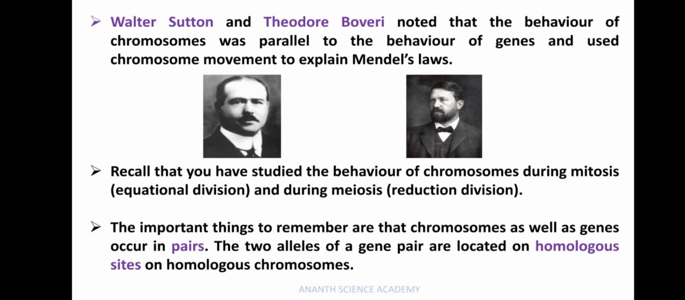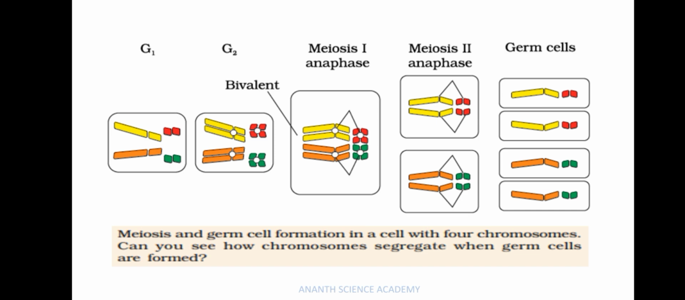Recall that you have studied the behavior of chromosomes during mitosis and during meiosis. The important things to remember are that chromosomes as well as genes occur in pairs. Two alleles of a gene pair are located on homologous sites on homologous chromosomes. This you have studied in 11th standard. You can just recall that. With this figure, let us just recollect meiosis.